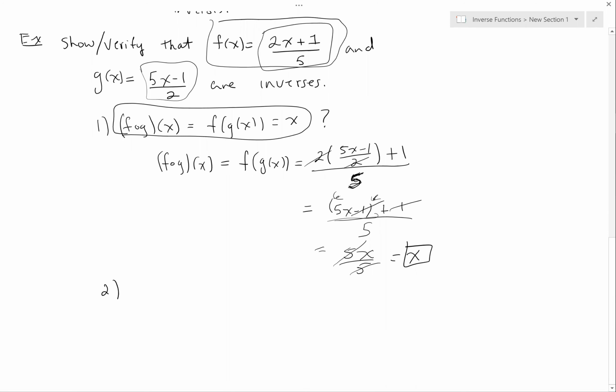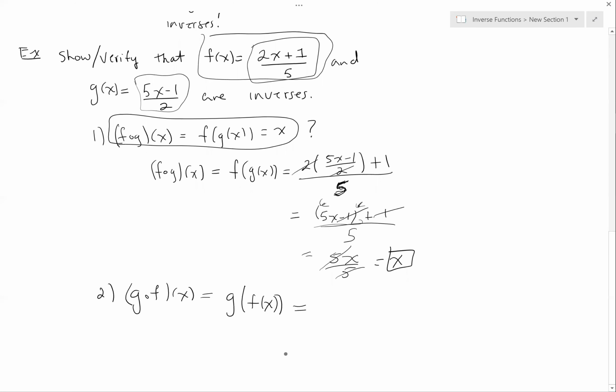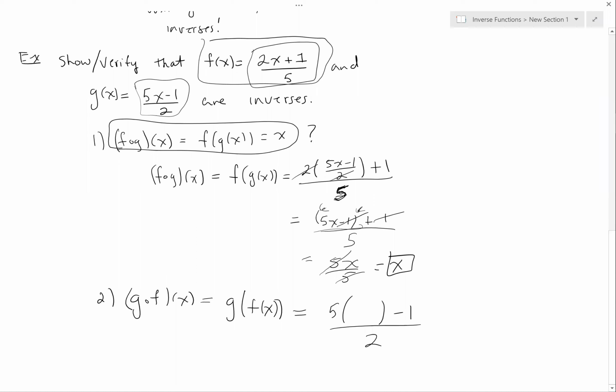criterion 2, we're going to look at g of f of x, and we're going to fully simplify this guy here. This is g of f of x. And if you want to pause this and go ahead and see if you get the right answer, that's cool too. So what we're going to do is we're going to plug f into g. So I'm going to start with g. What does g do? It takes 5 times whatever I'm plugging in. It subtracts 1 from it, and then it divides the entire result by 2. What are we plugging in? We're plugging in f, the expression for f of x, and that's (2x plus 1) over 5. So it's (2x plus 1) over 5.